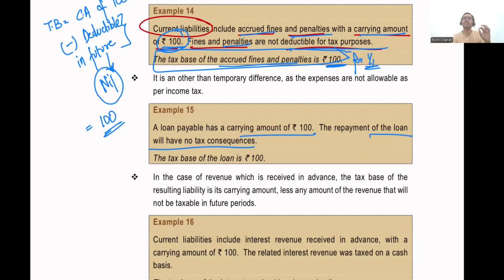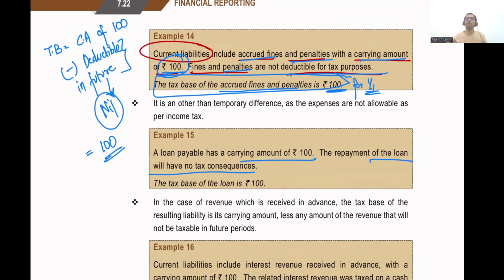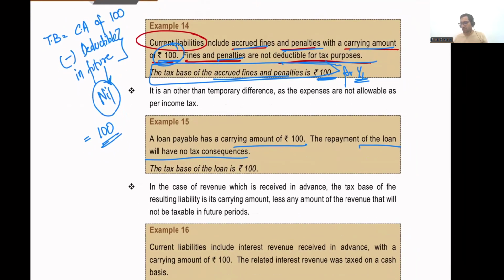So tax base will be equal to carrying amount minus the amount deductible in future. Amount deductible in future is going to be zero. When I repay the principal, the amount that is going to be allowed as a deduction is zero. So tax base will be carrying amount minus zero, which is equal to the carrying amount of 100 itself. So the tax base is going to be equal to 100 rupees. That is with regards to example number 15.